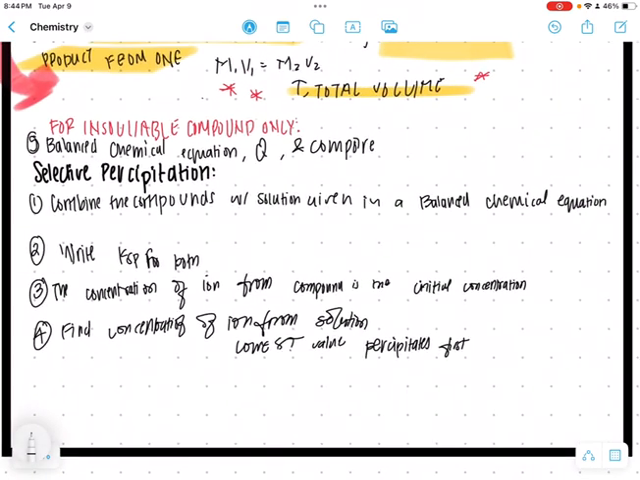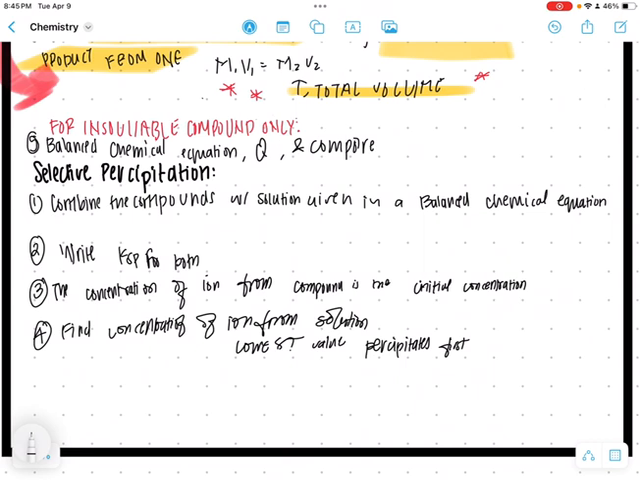When using problems regarding selective precipitation, combine compounds with the solution given in a balanced chemical equation. For instance, if you're given that a solution contains a certain cation, then you would write it knowing which cation is there from the solution, and basically write a new equation for each of them.